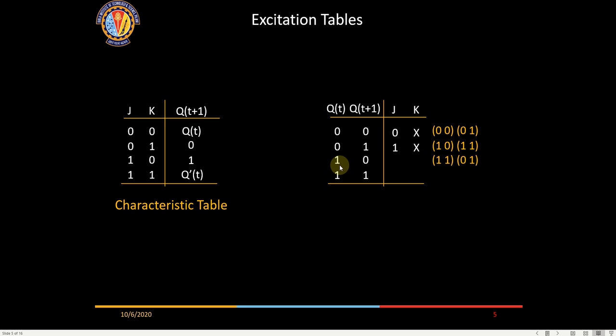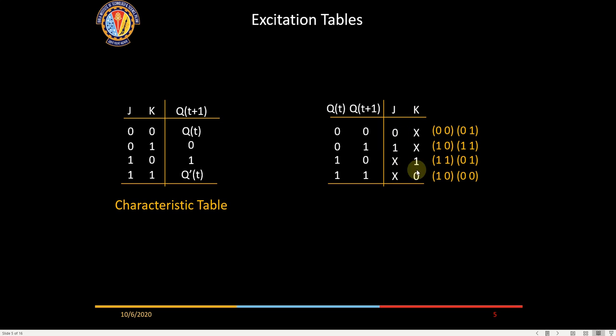For 1 to 0, what is the input I will require? I can give 1, 1, then it will toggle. And similarly, if I give 0, 1 also, it will go to 0, right? So I have to give k equal to 1 and j anything, then it will toggle to 0. If I have to keep 1, I remain the same, both the values. So I can give 0, 0, or I can give 1, 0 also. In that case also, it will again stay at 1. So I can write x0.